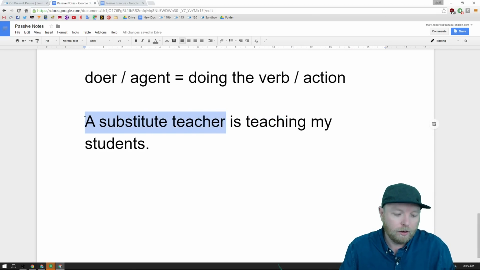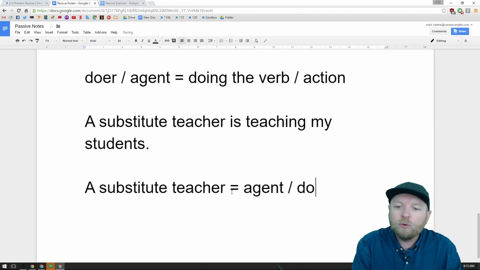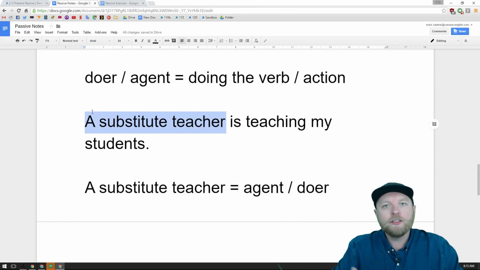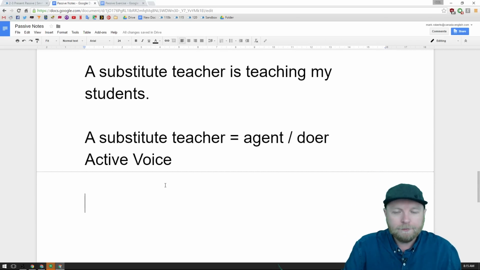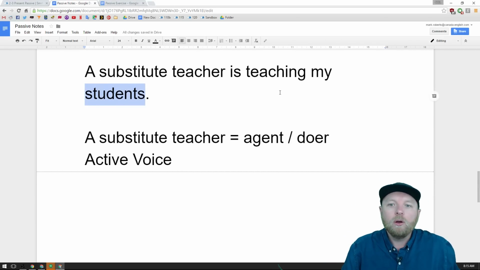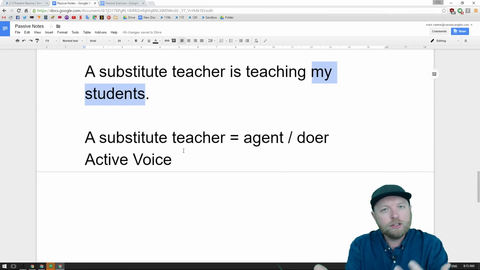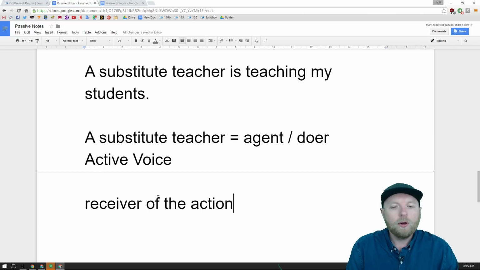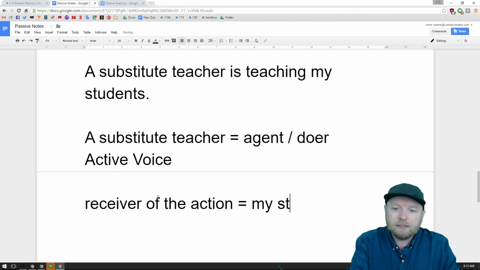Well, right here, this is the doer. So a substitute teacher is the agent, the doer. Now, the agent is the first part of the sentence, so this is called active voice. But what is this word here? What is not the doer of the action, but the receiver? What is the receiver of the action? Well, the receiver of the action is my students.